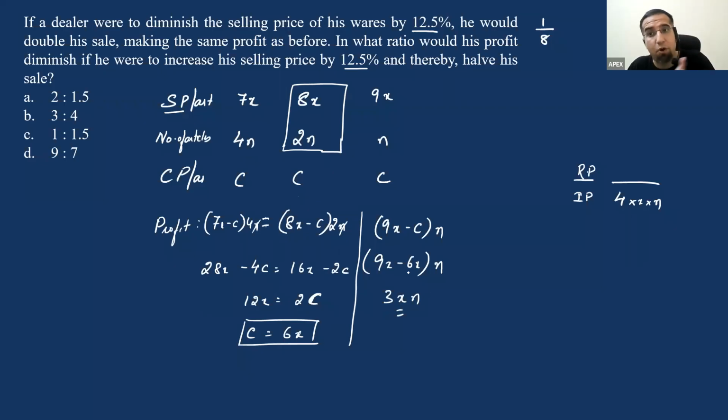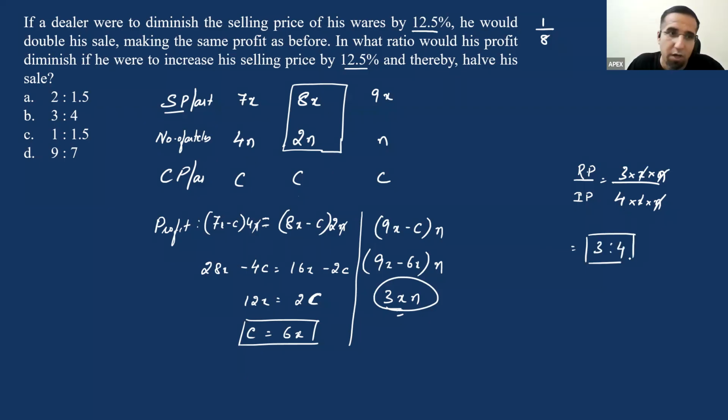In what ratio would the profit diminish? That means the reduced profit by the initial profit. My reduced profit is 3 into x into n, and my initial profit is 4 into x into n. xn and xn get cancelled. So my ratio finally becomes 3:4, and therefore it's going to be option B. Apart from the fact that you might have struggled a bit with the question statement, at least this calculation should have been pretty clear.